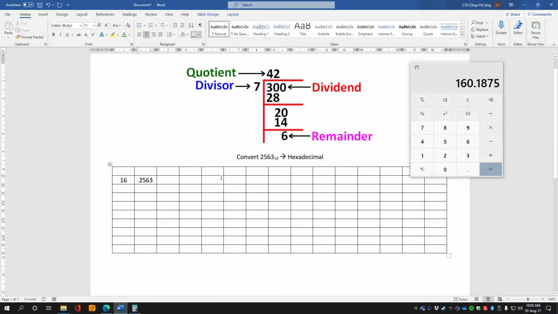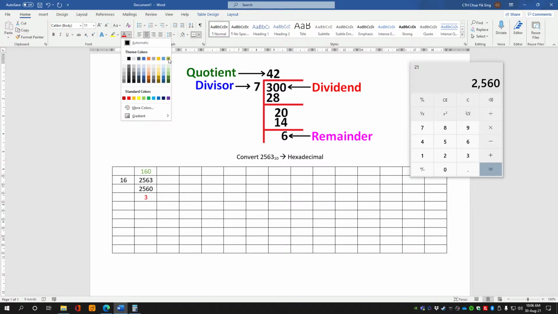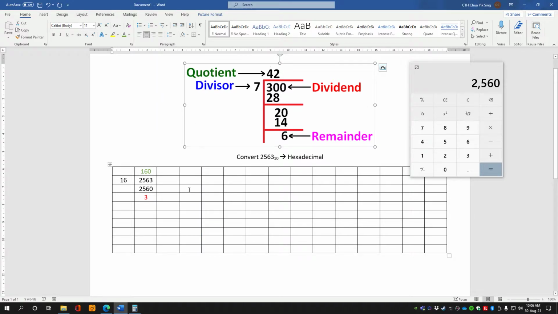So 16 times 160, we will get 2560. We will end up with a remainder of 3. I'm gonna put the remainder in red color. The quotient, I will put it in green color. So after the first time we divide it, we have a quotient of 160, remainder of 3.